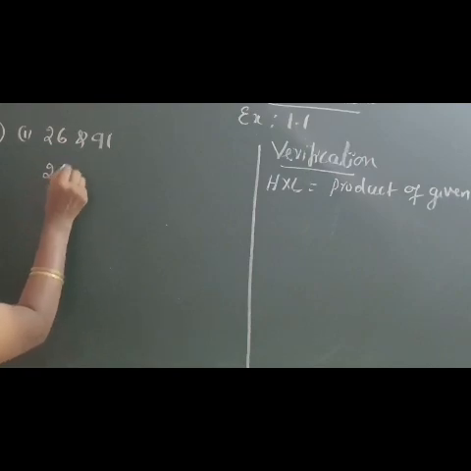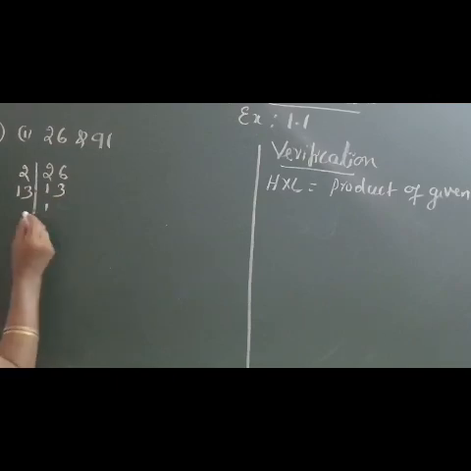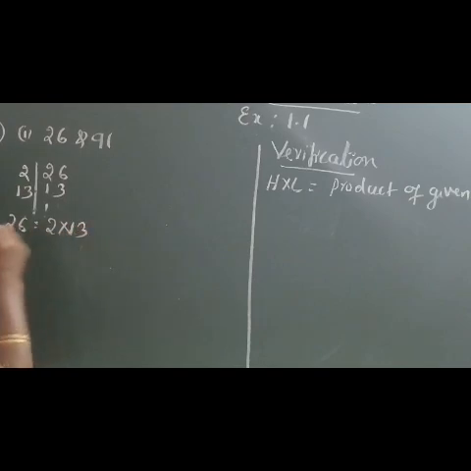Let us take first number 26. 26 is an even number, so it is divided by 2. 2 13s are 26, 13 1s are 13. So factors of 26 are 2 and 13.